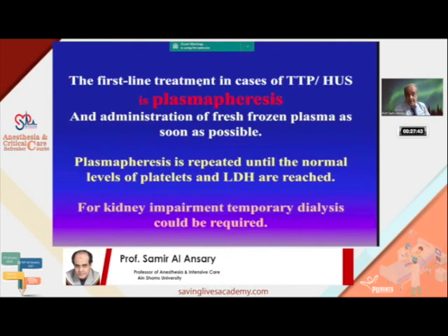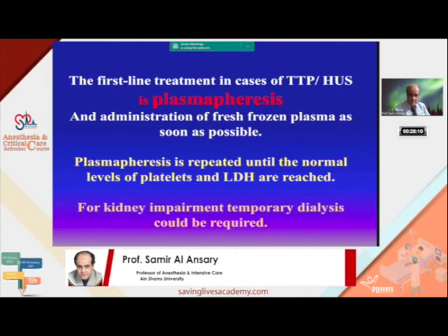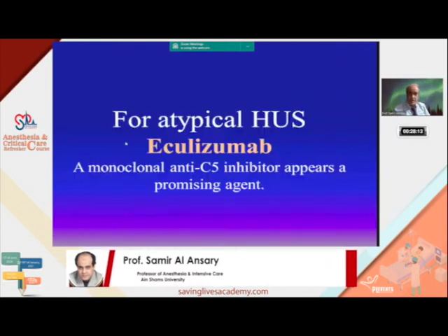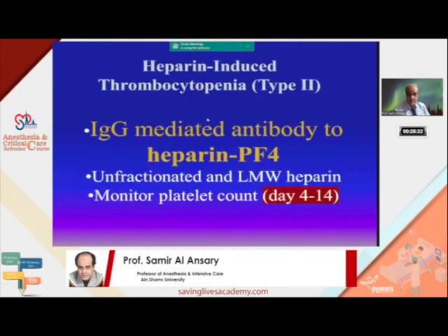The first line of treatment in cases of TTP and HUS is plasmapheresis again, and administration of fresh frozen plasma as soon as possible. Plasmapheresis is repeated until normal levels of platelets and LDH are reached. For kidney impairment, temporary dialysis could be required. We already saw many patients with HUS who were relieved by frequent dialysis and frequent plasma. For atypical HUS, you have to use eculizumab, a monoclonal anti-C5 inhibitor, and it's a promising agent, and you have to vaccinate our patients, as I said, for meningococcal meningitis.